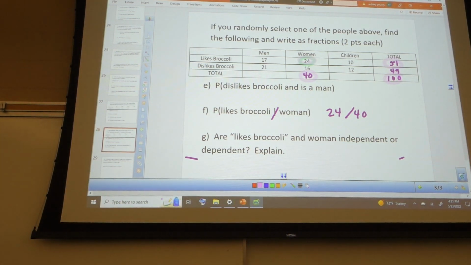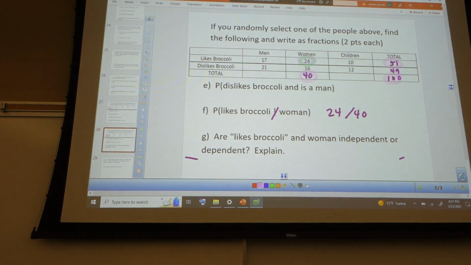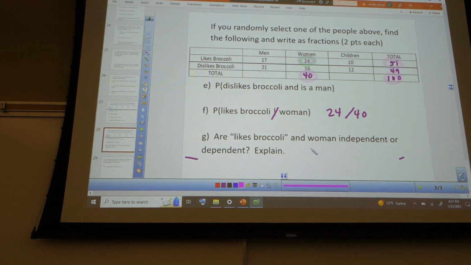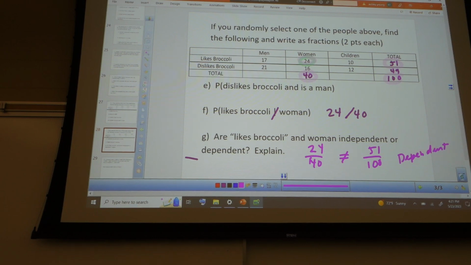That's where the expected values come from, actually, from this proportion, solving back for the women and broccoli, for example. So the question becomes then, is 24 over 40, I'm going to compare that, is that equal or not equal to 51 over 100? Not equal. So if they're not equal, they are dependent. Remember, test for independence is the same as proportions being equal. If they're equal, they're independent.